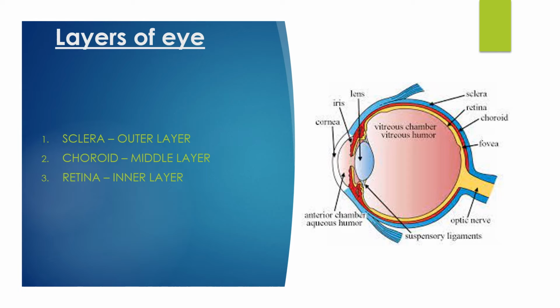The second one is choroid. The red colored middle layer is known as choroid, and the third one is known as retina. This yellow colored layer is known as retina. The middle layer is known as choroid.